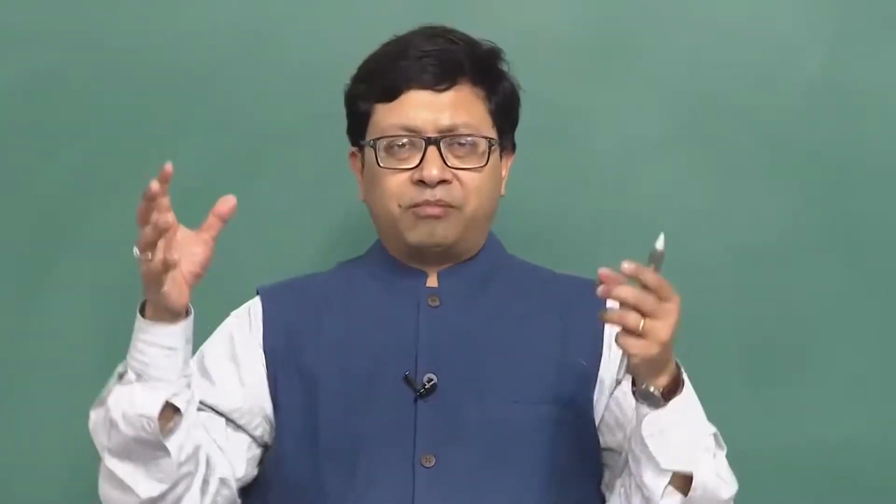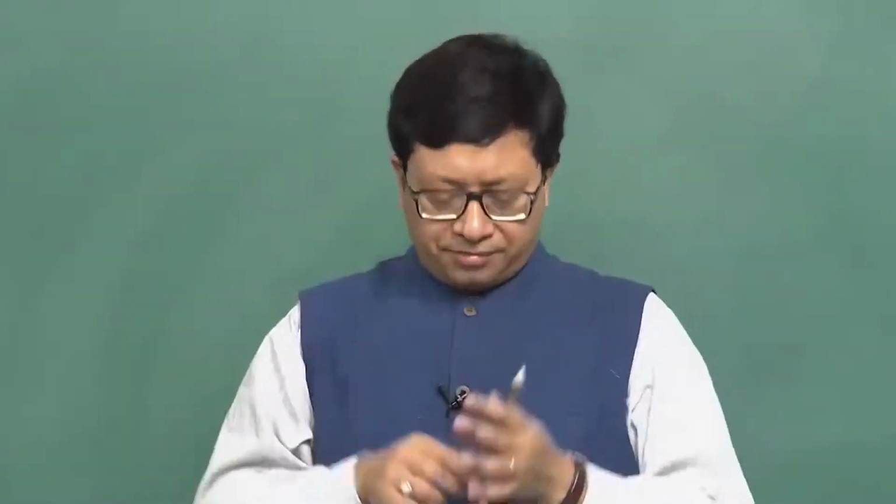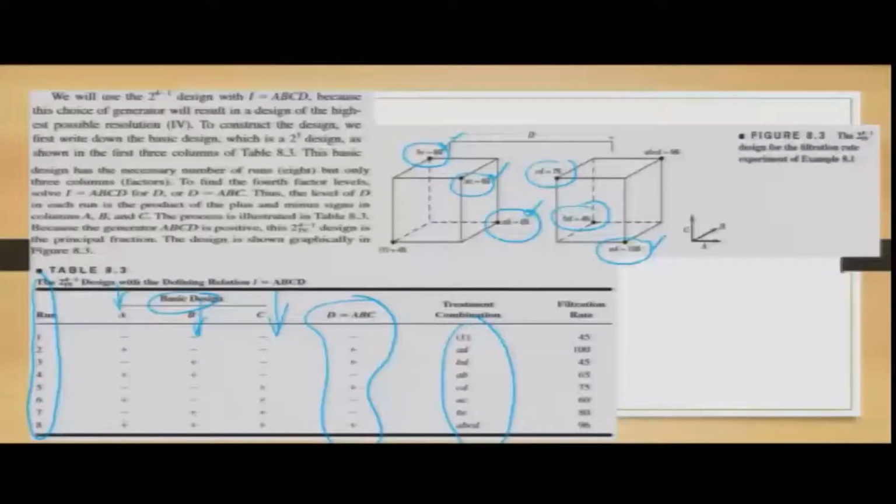That means you are trying to combine all of the factor effects together. If you see the second last row, you have basically A minus, that means the effect of A is not there, but definitely there is an effect of B, there is an effect of C, but the effect of D, which is for A, B, C, is not there. So, hence the effect would now be labeled by the combination of B and C.